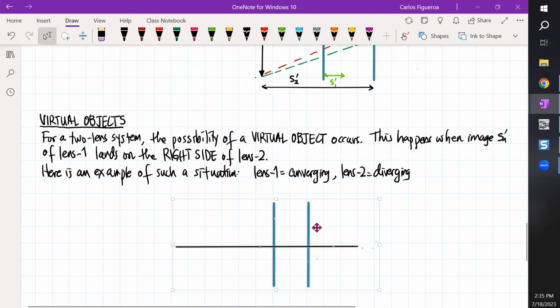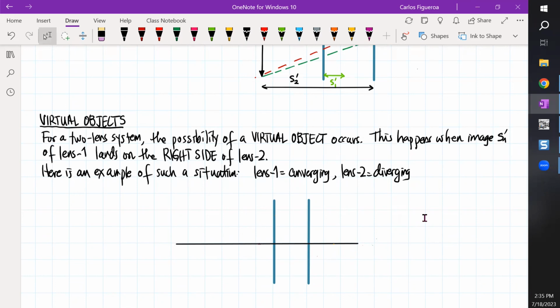So again, I just set up my lens system right here. I need to identify my focal lengths. Here's my first focal length. I'm going to say that F1 is positive, so this is going to be 2F1, and this is going to be F1. And what I did here is that I put F1, the far focal point, exactly at the lens. And this is lens 2, which is negative.